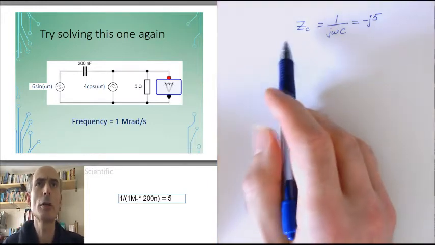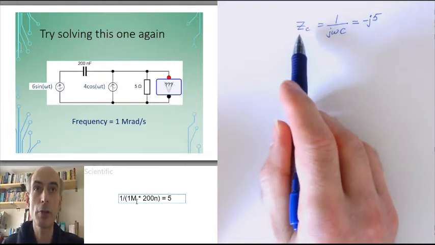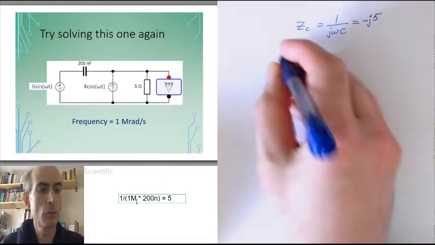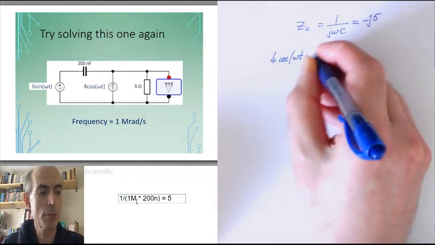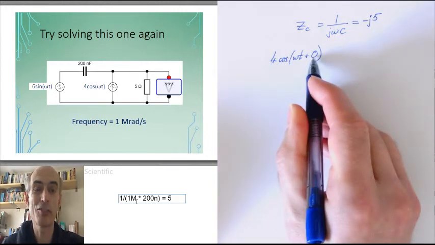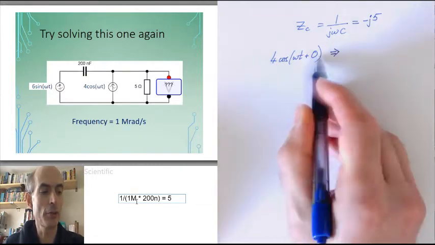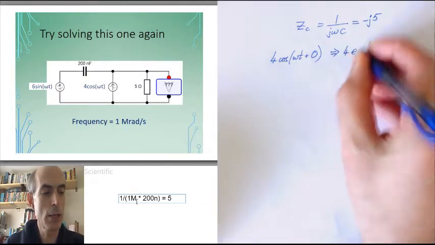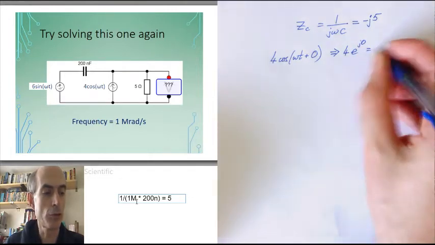We have to represent the current source in terms of its phasor representation. Now, for cosine omega t, we'd write that perhaps as omega t plus 0, just to make it clearer that the phasor representation of that is just 4e to the j 0, or in other words, just equal to 4.